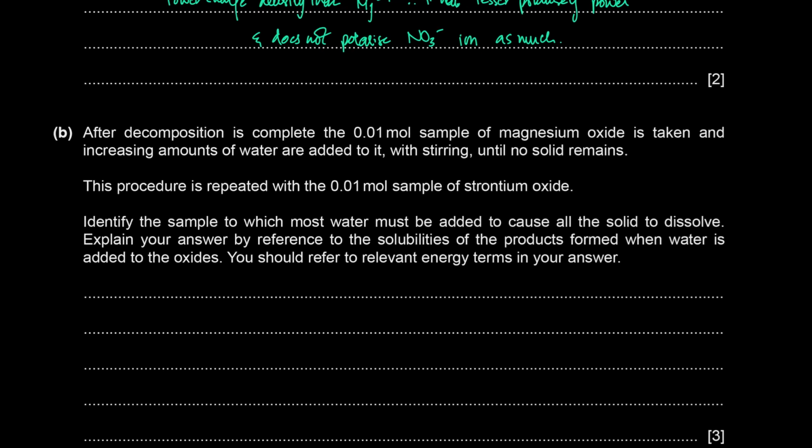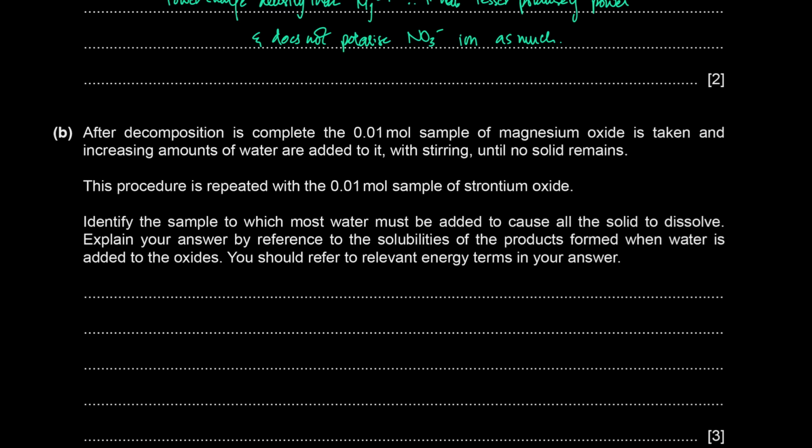After decomposition is complete, the 0.01 mole sample of magnesium oxide is taken and increasing amounts of water are added to it with stirring until no solid remains. This procedure is repeated with the 0.01 mole sample of strontium oxide. Identify the sample to which most water must be added to cause all the solid to dissolve. Explain your answer by reference to the solubilities of the products when water is added to the oxides. You should refer to relevant energy terms in your answer. So strontium oxide versus magnesium oxide. To which must more water be added? So which is less soluble is what the question is asking.